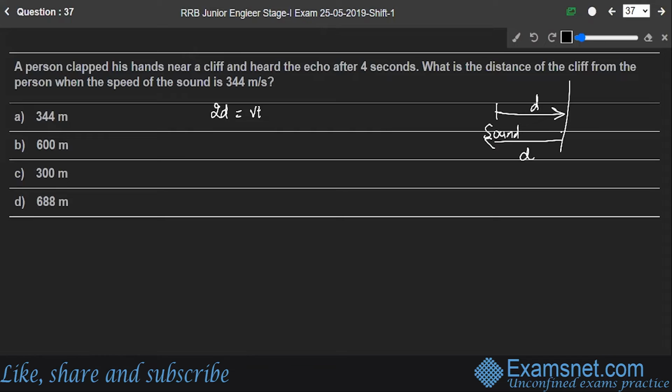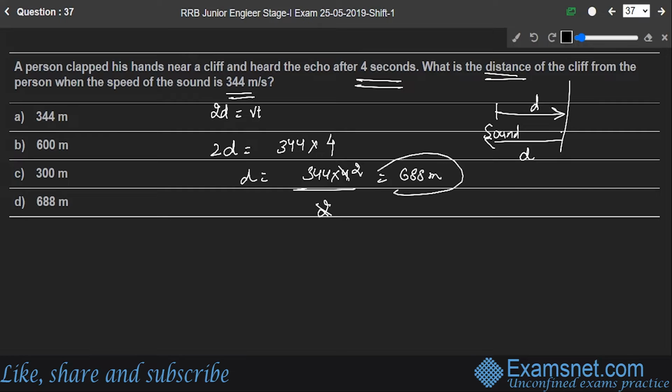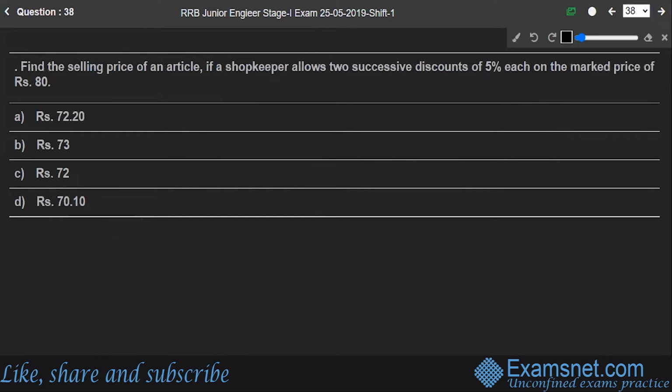And here, what do you have to find out? Find the distance of the cliff from the person. So 2d is equal to V, the speed of the sound. That means 344, and the echo is heard after 4 seconds. So d is equal to 344 into 4 upon 2. This cancels and you have 688 meters as the right answer. Option D. Hope you got that. Let's move to the next question, number 38.